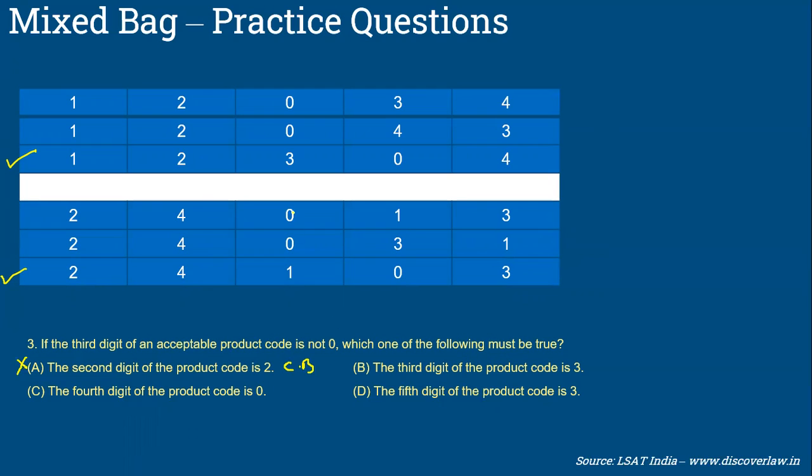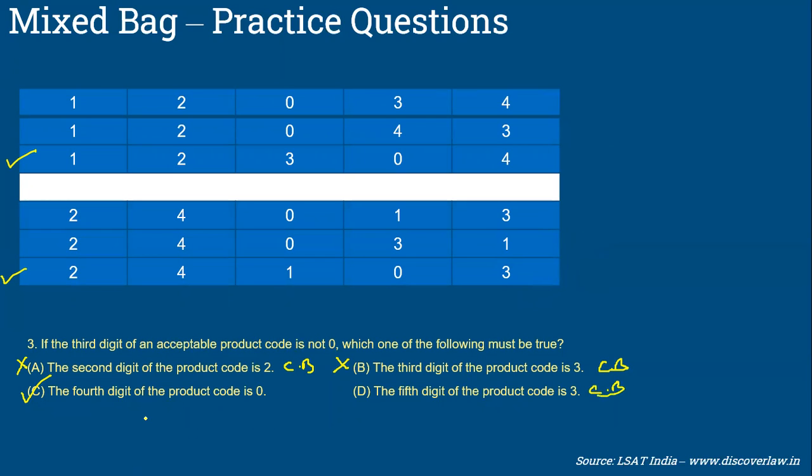Third digit is 3. Again, here it is possible. It is the case here, it is not here. So again, a could be case, not a must be case. So this is out. The fourth digit of the product code is 0. In both the cases, this is true, and therefore this is the correct answer. The fifth digit of the product code is 3. Obviously, I don't have to check it, right? Again, it's a could be case, not a must be case.